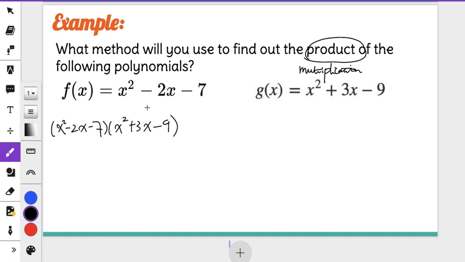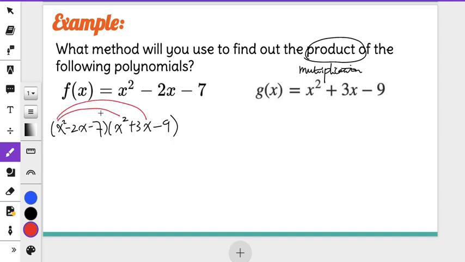Some students might say, is that the same as FOIL for this one? Kind of yes and no. The reason is FOIL is just a name for dealing with a binomial times a binomial using the distributive property. But since we have a trinomial times a trinomial, FOIL is not going to be enough to cover every single term here. So this time we just call this the distributive property.